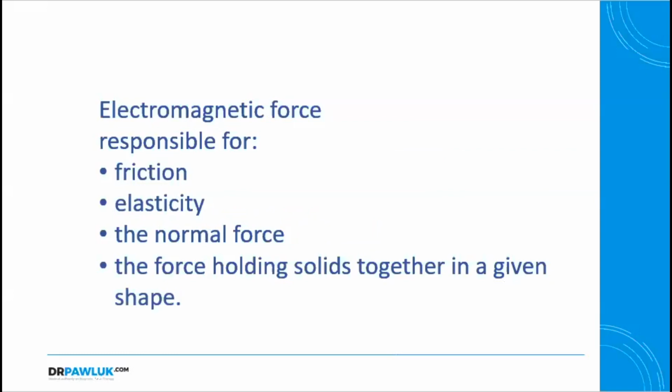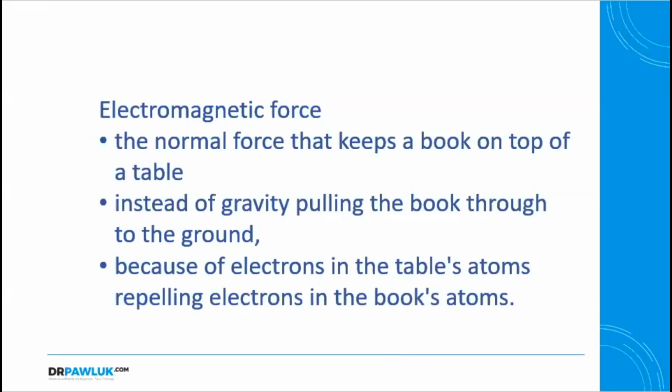The electromagnetic force is responsible for friction, elasticity, the normal force of things, push and pull of things, and the force holding solids together in a given shape. Now, the normal force that keeps a book on top of a table, instead of gravity pulling the book through to the ground, exists because the electrons in the table's atoms repel the electrons in the book's atoms. So the electromagnetic force is around us all the time, whether we are fully appreciative of it or not.